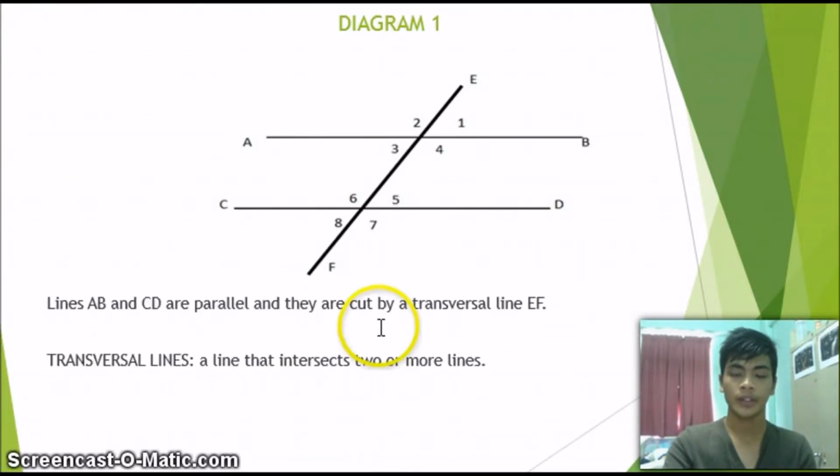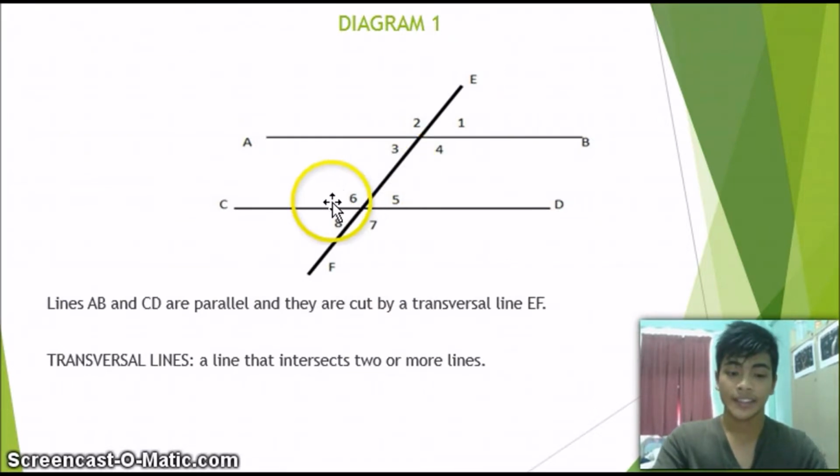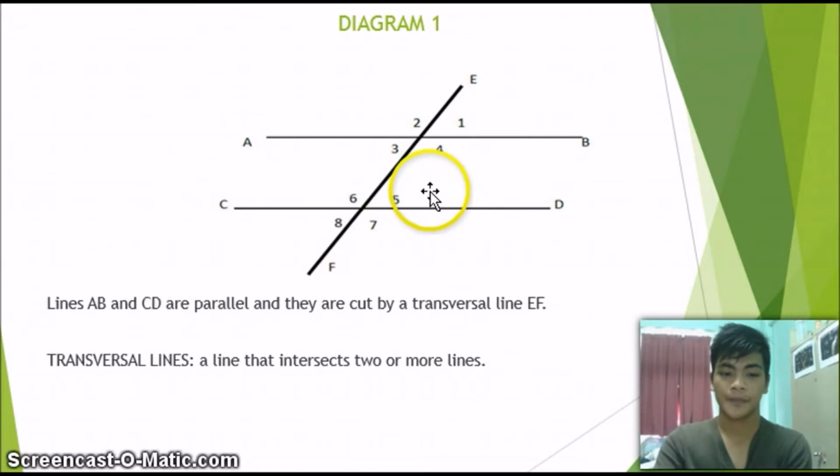This is diagram 1. In diagram 1 there is a straight line AB which is parallel to the line CD, and there is one line EF that cuts these parallel lines. This line EF is known as the transversal line. What is a transversal line? A transversal line is a line that intersects two or more lines. In this diagram, the transversal line cuts the lines AB and CD.